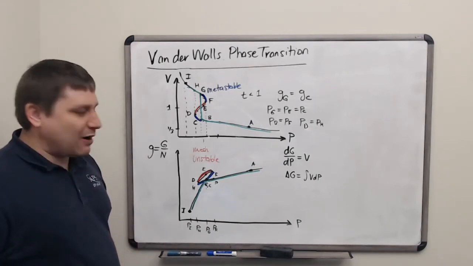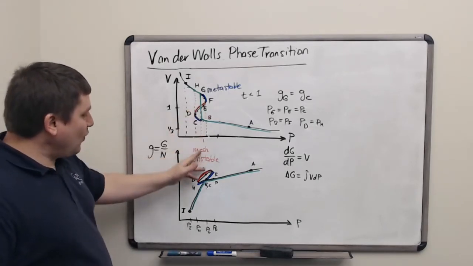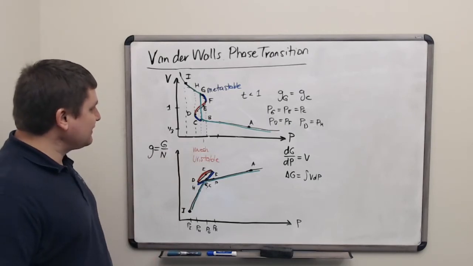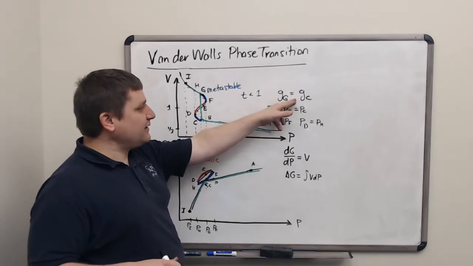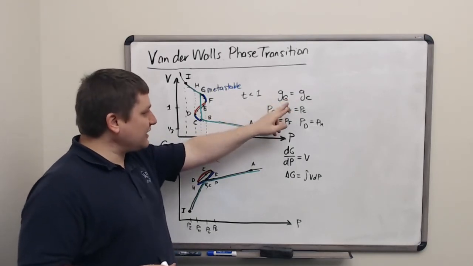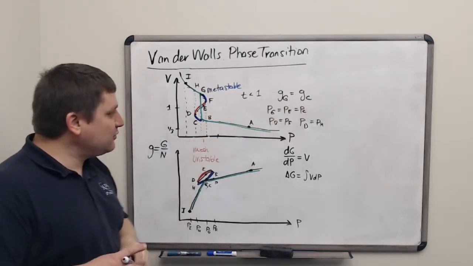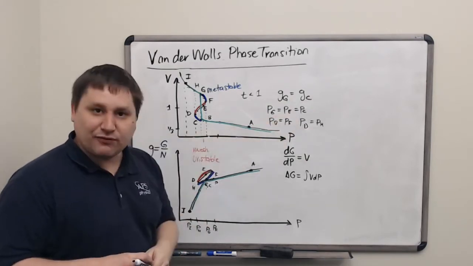So how might we go about finding where this phase transition actually happens? Well, we just have to go back to our assumption that somehow we could find a location, two locations actually, G and C, that had equal Gibbs free energies and equal pressures.